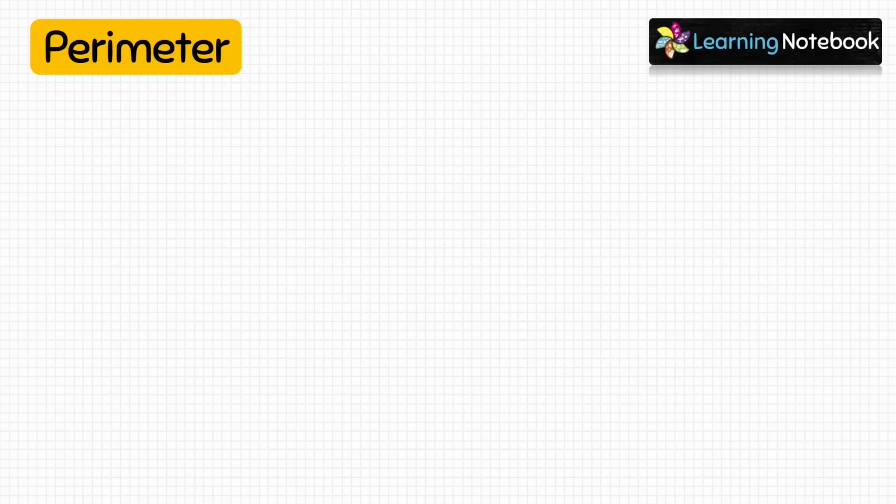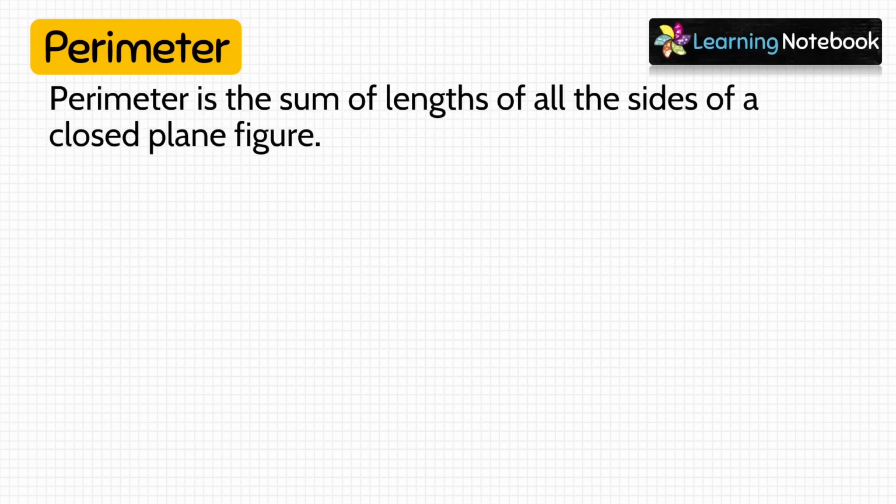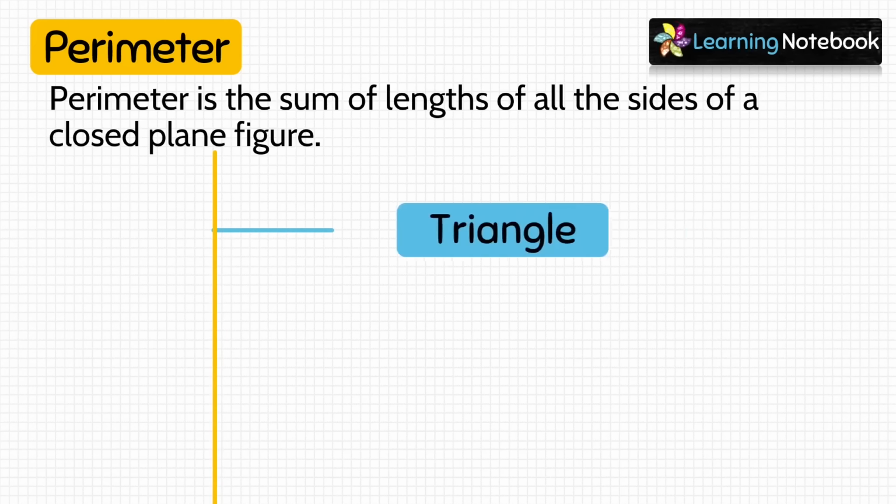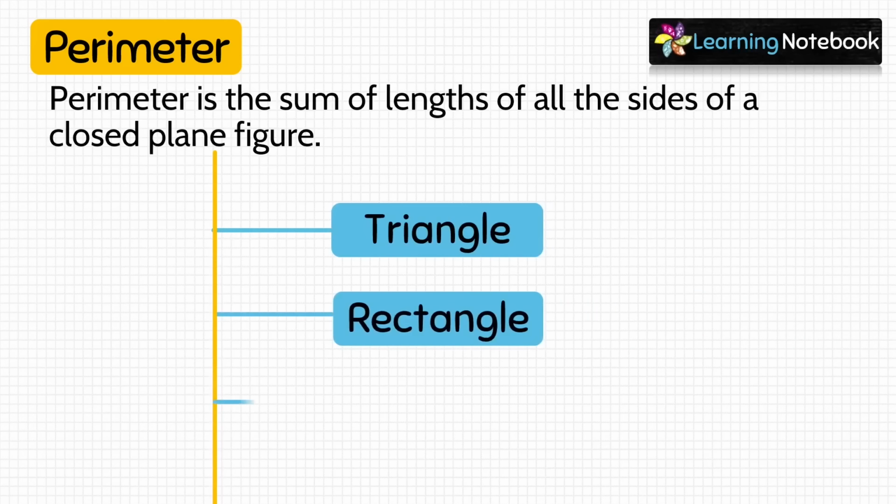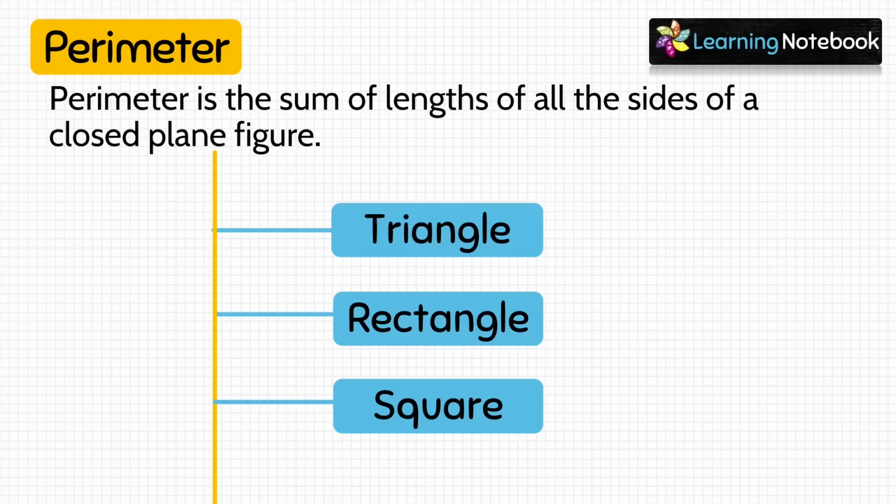Students, first of all, do remember that perimeter is the boundary of the closed figures. Perimeter is also the sum of lengths of all the sides of a closed plane figure. So in this chapter, we are going to learn perimeter of a triangle, perimeter of a rectangle and perimeter of a square.